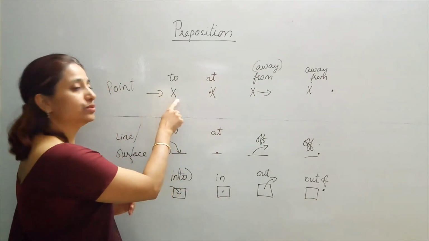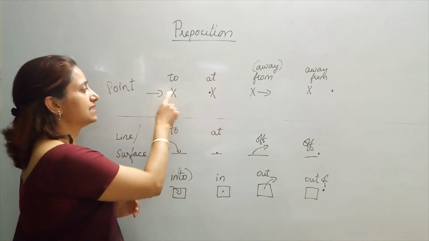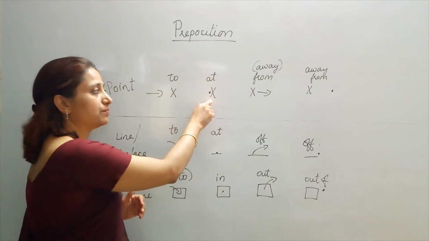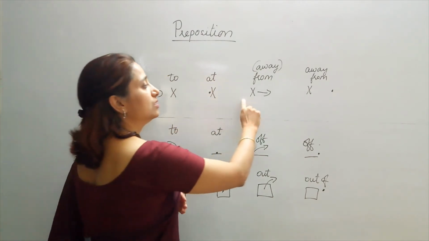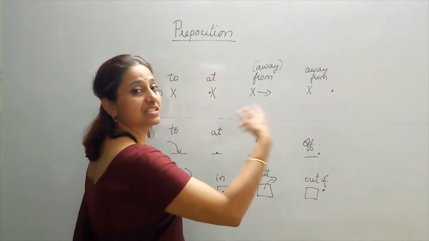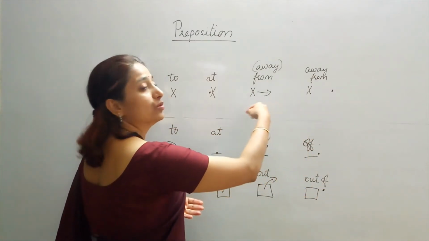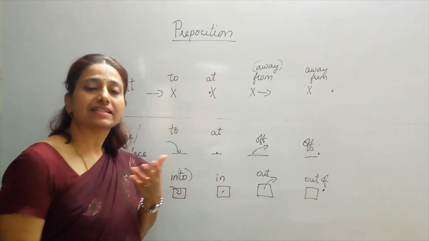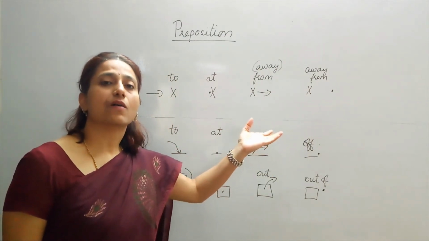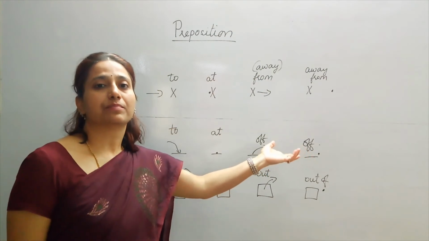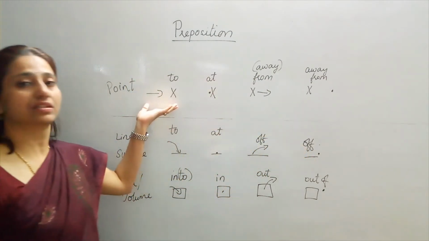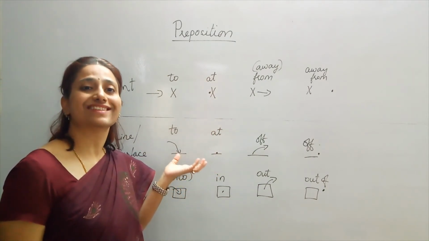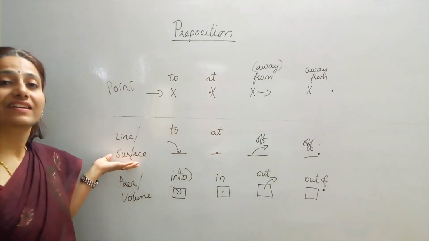If you are going to a particular place, then it is traveling, so you use to. If you are at a particular place, you use at. If you are moving away from a particular place, then it is from. And if it is further away, as I am using, further away or away from that particular place, that is how we use prepositions in some of our sentences.